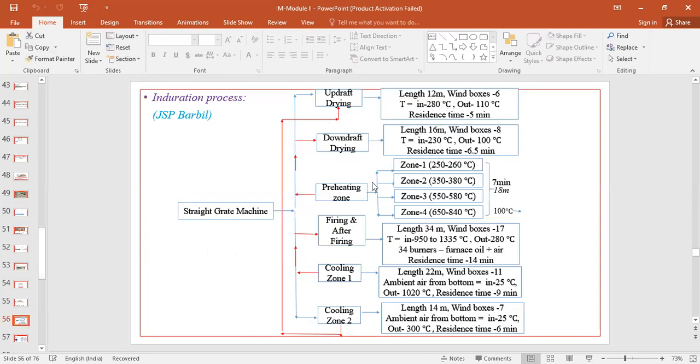So you can see the specifications here. The updraft drying zone, its length is around 12 meters, and these 12 meters are divided into 6 wind boxes at the bottom. That means for every 2 meters you have one wind box approximately, and the input temperature is around 280 degrees centigrade. That is what we are giving. It means the amount of heat we have recovered from cooling zone 2.